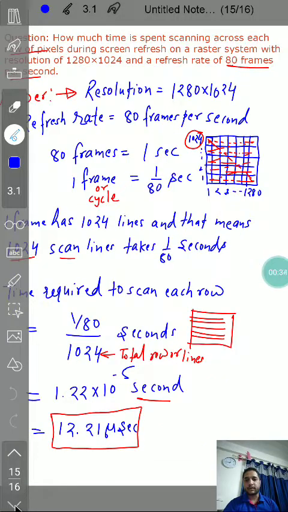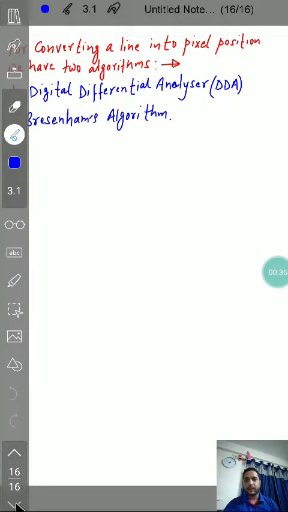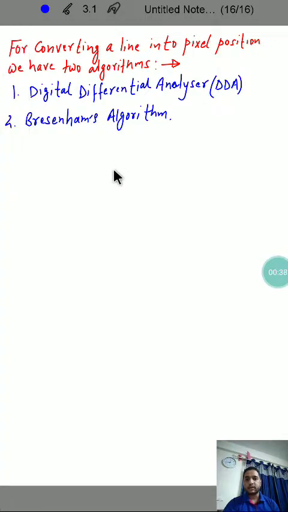So there were some numericals, and now today we will start our lecture by explaining two algorithms, that is the digital differential algorithm and Bresenham's algorithm. So let us start today's lecture.